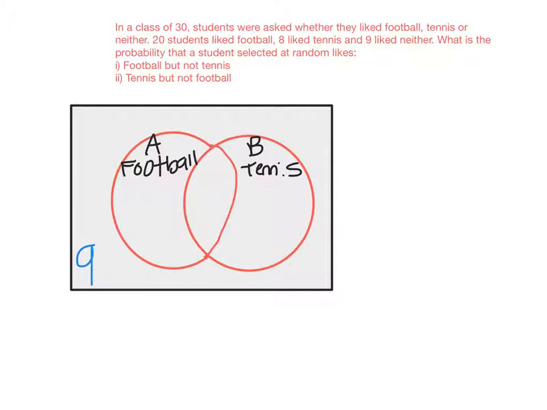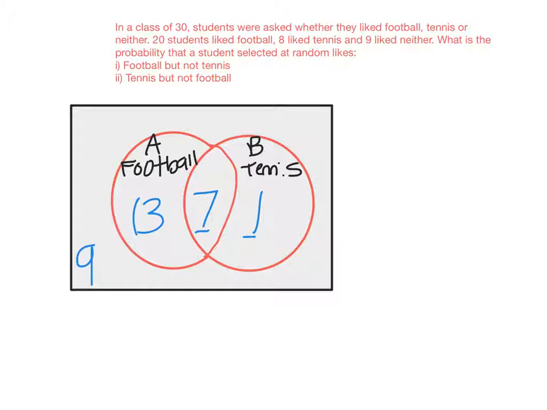So the numbers in the circles will add up to 21. The problem is, however, 20 like football and 8 like tennis. That's 28, so there are 7 too many. The only way this will work is if 7 goes in the middle. There are 7 that liked both. And because there were 8 that liked tennis in total, if I put a 1 here, I can see that 7 plus 1 is 8. So there are 8 inside this circle, 8 students that like tennis. Similarly, I'll put a 13 here so that there are 20 students in this circle.